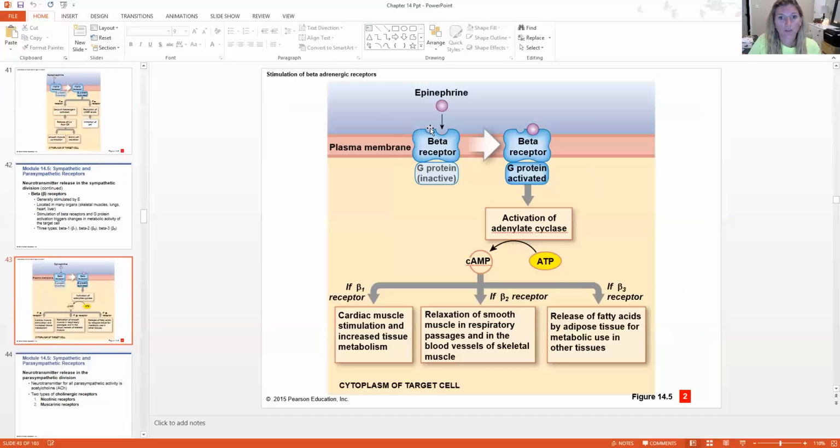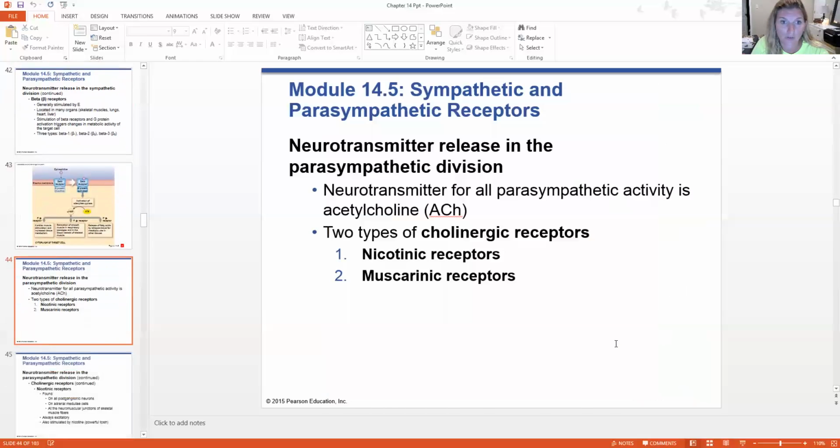Our beta receptor G protein's inactive. Once epinephrine binds, then we have an activated G protein, activated adenylate cyclase to create cyclic AMP. If it's a beta 1 receptor, cardiac muscle is going to be excited, tissue metabolism is excited. Beta 2 receptor is going to relax smooth muscle in the respiratory passageways, blood vessels, etc. Beta 3 is going to release the fatty acids from the adipose to mobilize metabolic reserves into our other tissues.